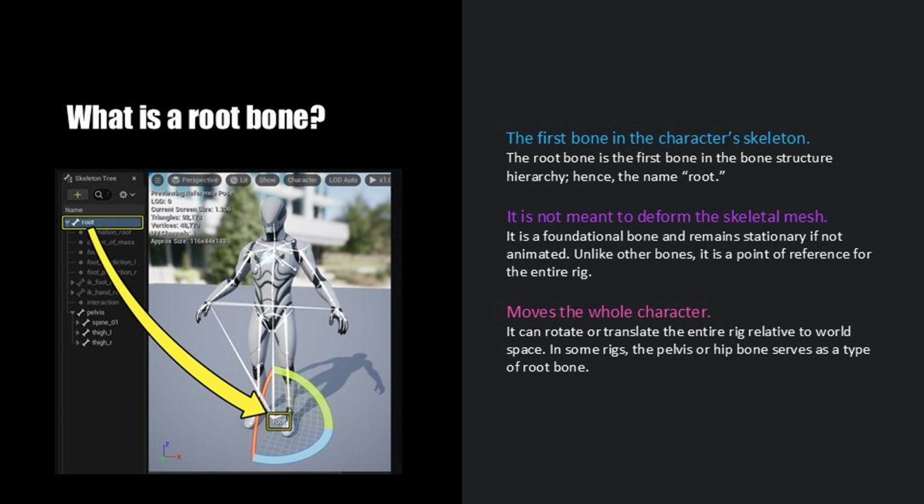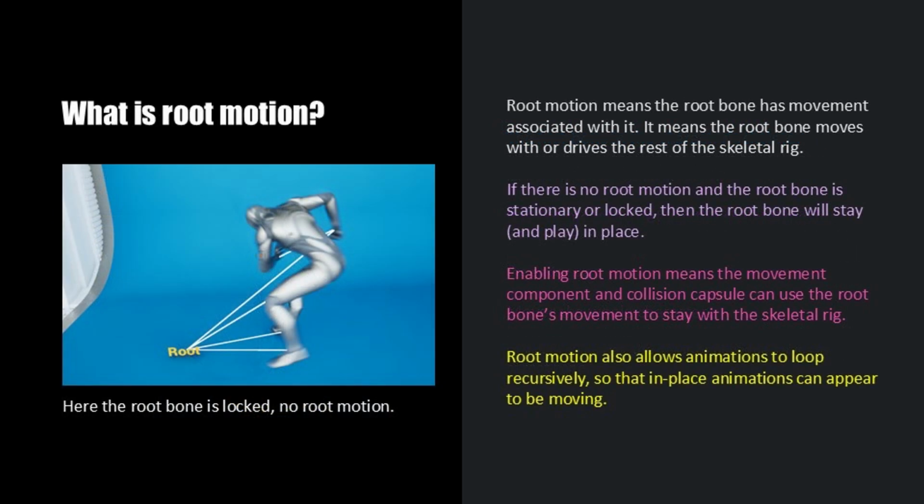Which leads us into the topic of what is root motion. Simply put, root motion means the root bone has movement associated with it. It's not stationary, it's not locked down. So it means the root bone moves with or drives the rest of the skeletal rig. And in this image, which was taken from the content examples, you'll see that the root bone is locked down and there's no animated root motion. It's not moving, it's locked in place. It looks almost like a struggle that he's fighting against it.